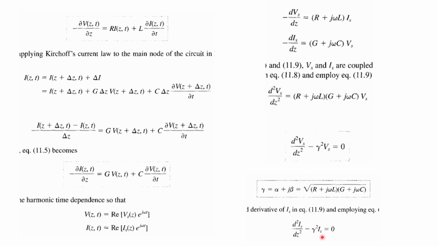So now further you can find out the values of alpha and beta. This is the most important result, so you must remember this one, that is the value of gamma. So what is the value of gamma? Square root of r plus j omega l into g plus j omega c. In that manner we got the value of gamma. Once we got the value of gamma, that is the propagation constant, it is very easy to solve.